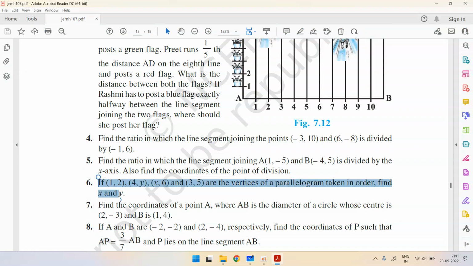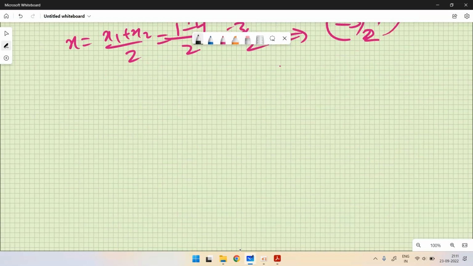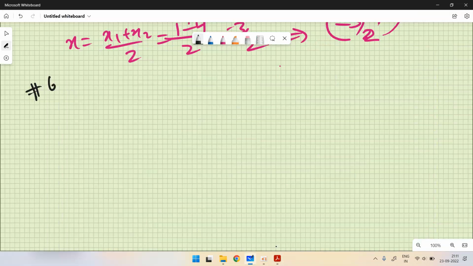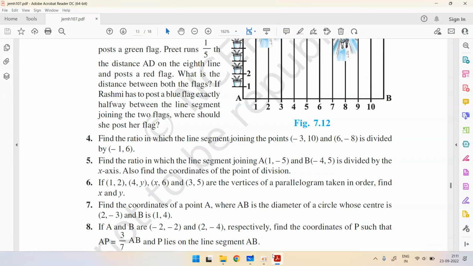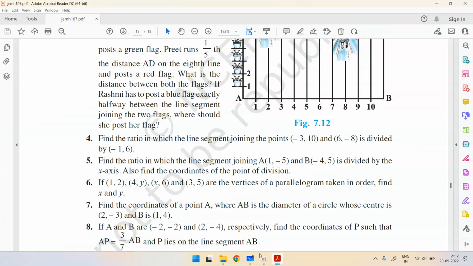So fifth is 1, what is sixth? The points 1 comma 2, 4 comma y, x comma 6 and 3 comma 5 are taken in parallel, now find the value of x and y. Same thing, like an example question. So the sixth question: the coordinates are (1, 2), (4, y), (x, 6) and (3, 5).